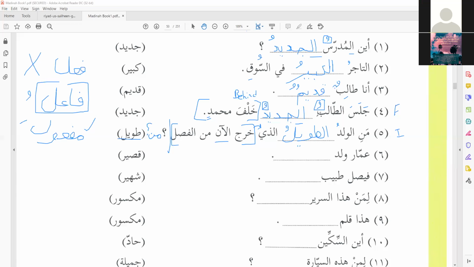Sheikh family, you with us? Sorry. Yes. Ammar, where am I? Ammarun waladun khasirun. MashaAllah. Very good. Okay, and translate that for us. Ammar is a short boy.